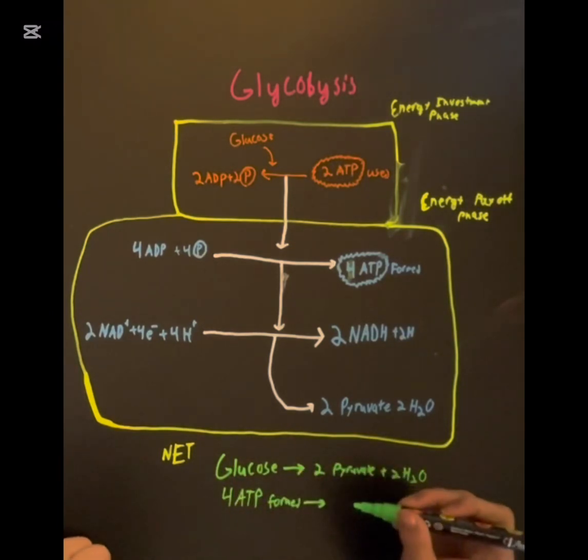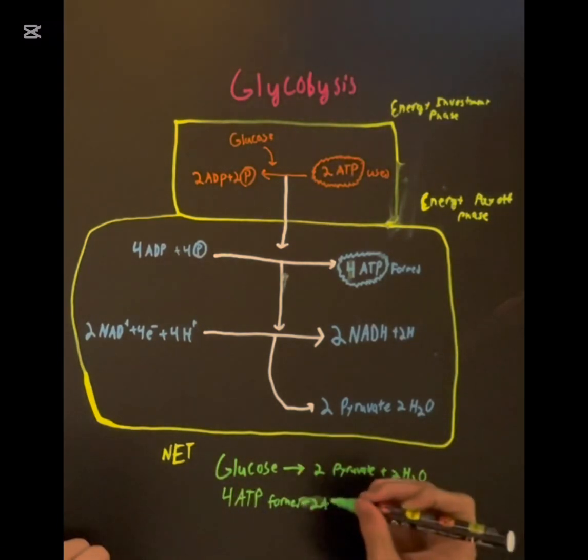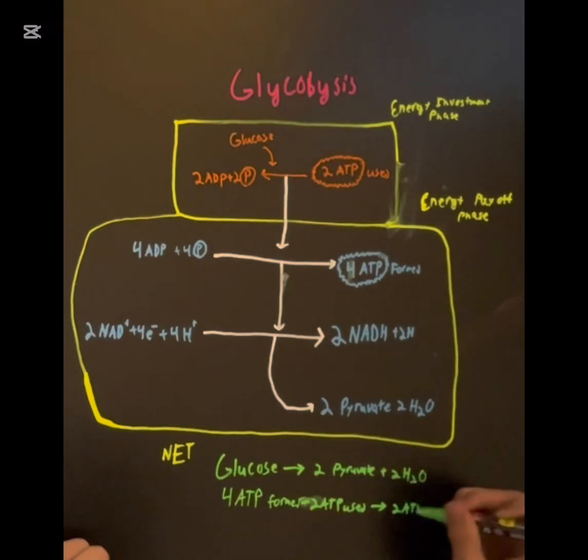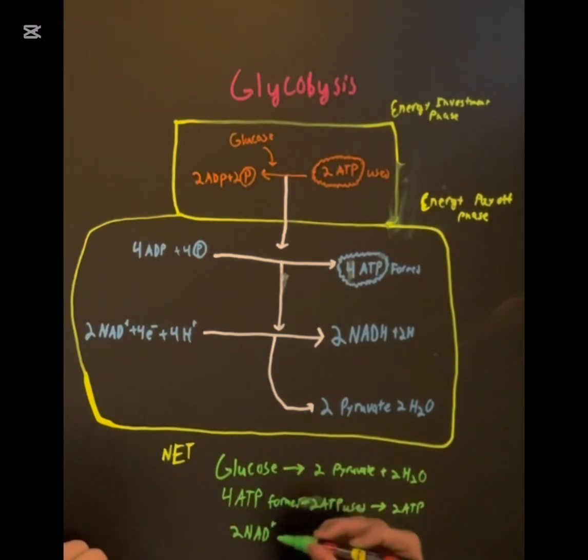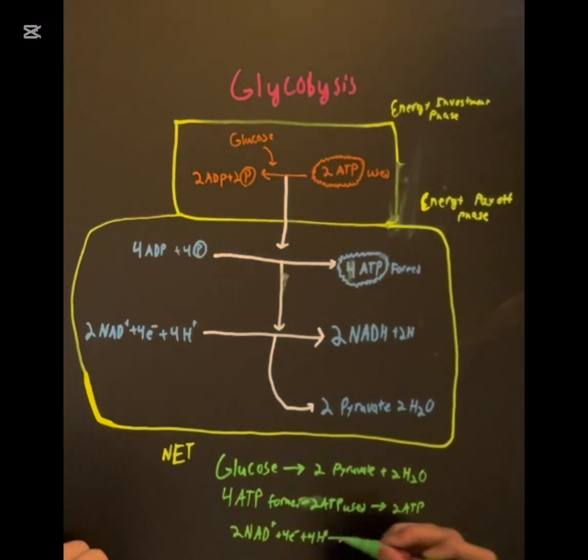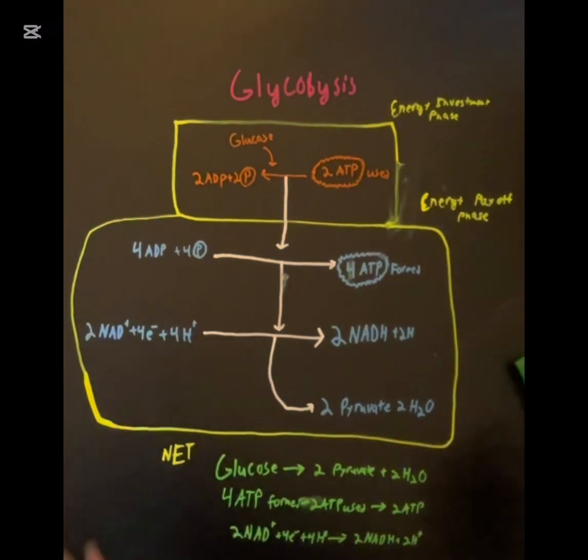Glycolysis does not actually require oxygen to work, although if oxygen is present, the energy that is stored in the pyruvate and the NADH can be carried and extracted through the citric acid cycle and oxidative phosphorylation.